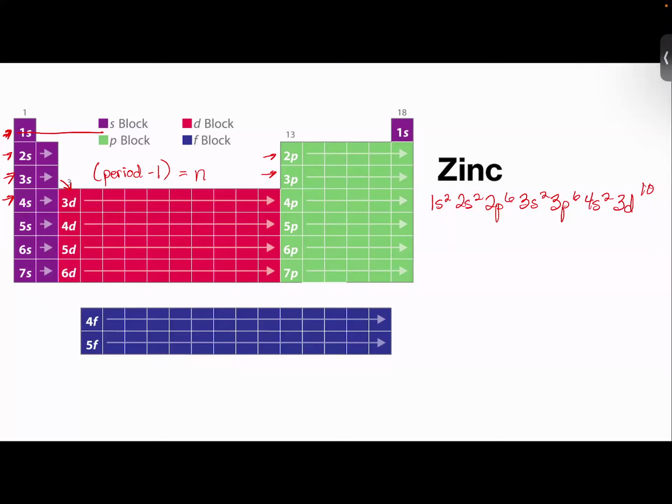To write the noble gas configuration, what noble gas came before zinc? Argon. So we're placing argon in brackets. That means that we just took care of row 1, row 2, and row 3. We don't need to worry about those. We only need to include what starts with row 4, which is the 4s2 3d10. Questions?